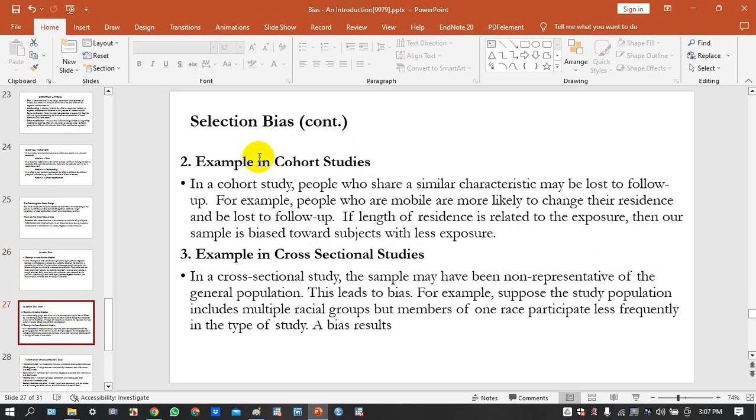Okay, so still on selection bias, let's look at attrition in cohort studies. In a cohort study, like I said, concerning the Boko crisis, people who share similar characteristics may be lost to follow up. For example, people who are mobile, people who travel a lot, are more likely to change their residence and be lost to follow up. So if the length of residence is related to the exposure, that you studying long will cause you to be exposed to the outcome of the research, then our sample is biased towards subjects with less exposure, because the person was just staying in the community and the study was a 6 month study.